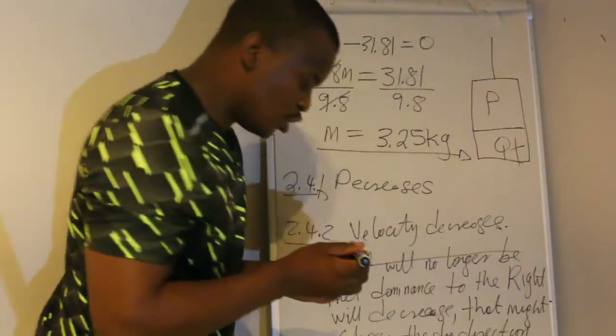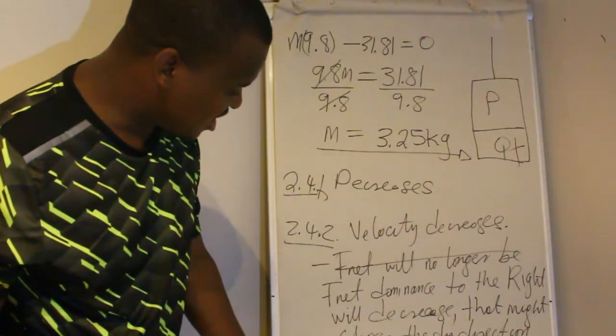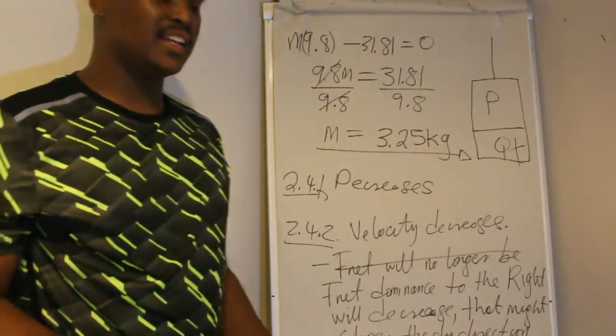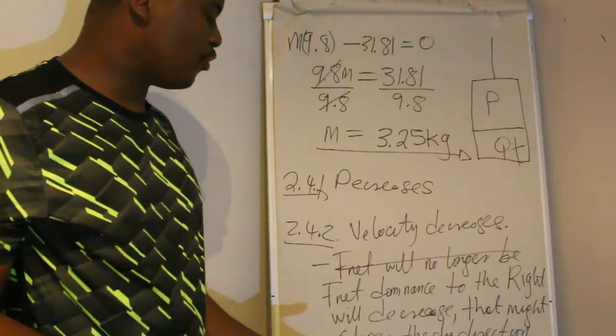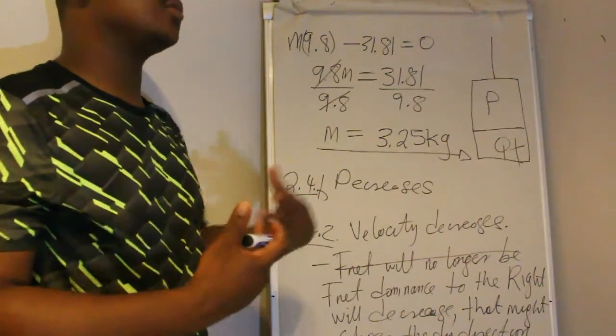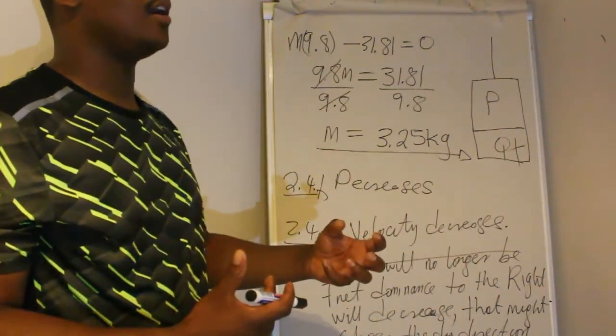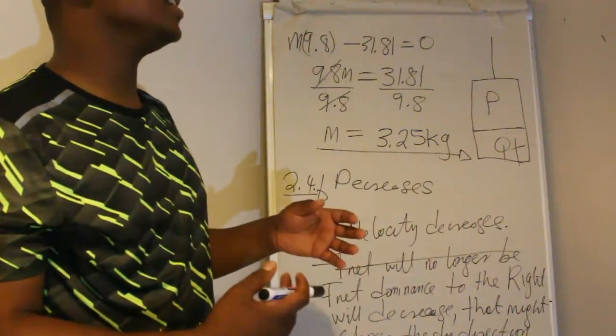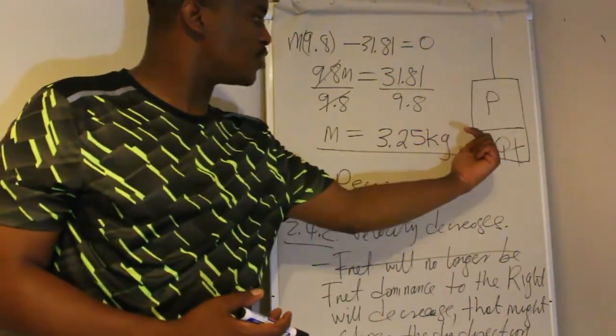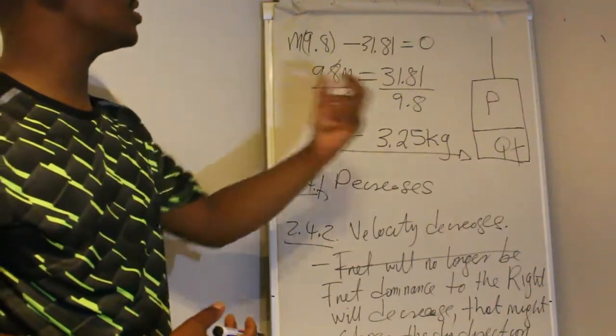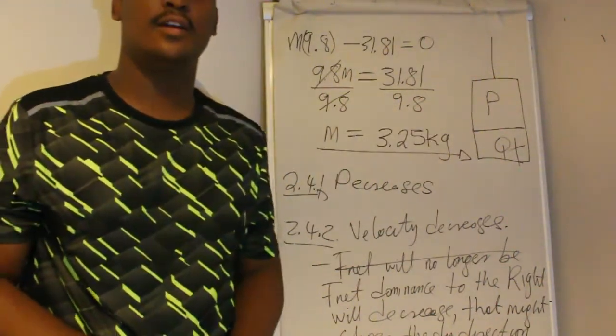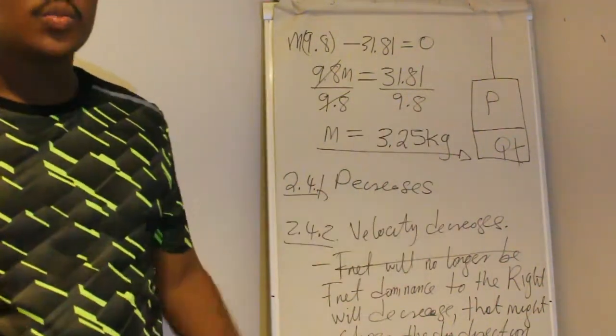So I'm realizing that I've written below this. So what I'm saying is that the net force dominance to the right will become smaller, so the velocity will be slower, or it might even be that the net force ends up going to the right, which is now changing the entire direction of the system. So this is where this question ends.